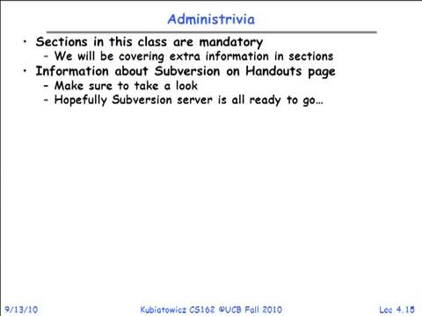In the interest of getting moving along, and I know not everybody likes Subversion anymore, but we're using Subversion in this class pretty much. There's information on the handouts page. Take a look. Hopefully the Subversion server is all ready to go. Good, we got a thumbs up on that, so you should be able to start using it.